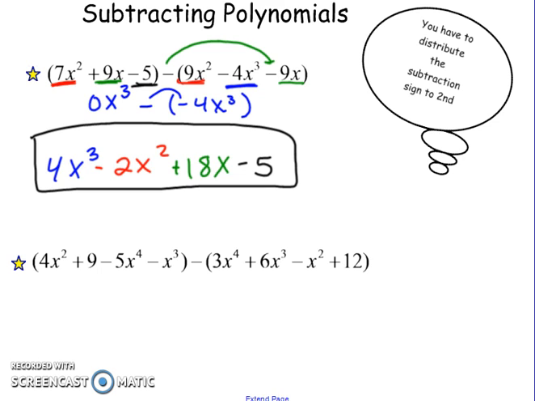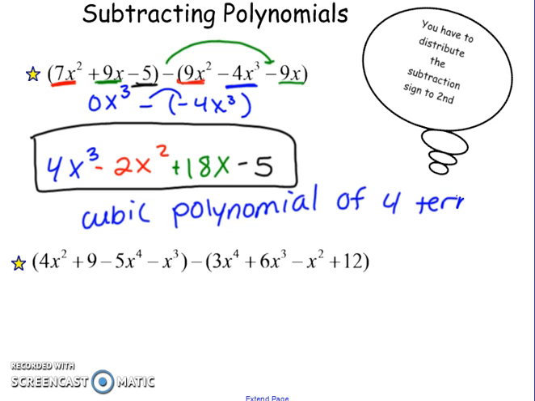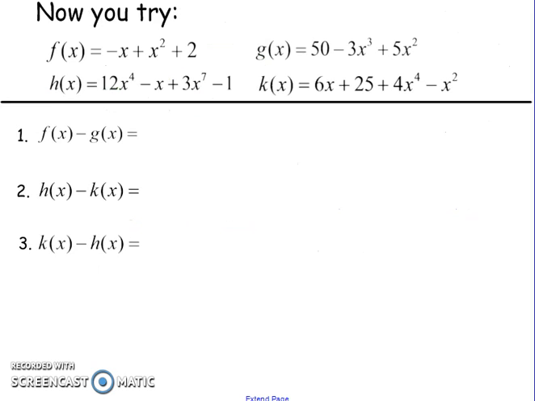Okay, so here's my answer in standard form. And then again, if I want to be fancy, this is a cubic. And there's 4 terms, so polynomial of 4 terms. Okay, so second example, same thing, just make sure that you distribute your negative to everything. Okay, and then again, some examples that you can try. Just matching the functions at the top.